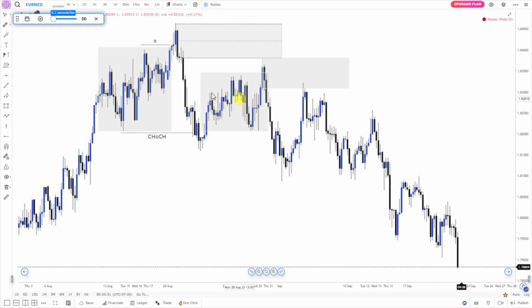Note that price accumulates. After price accumulates, we're going to see a manipulation and a distribution. Have that in mind, and a lot is going to change in your trading style.